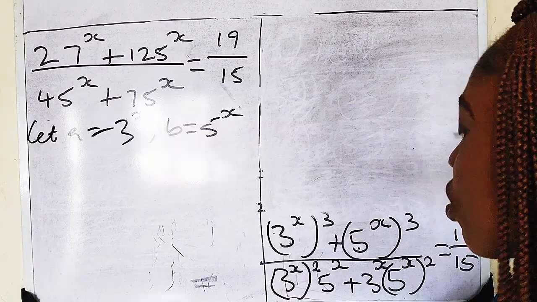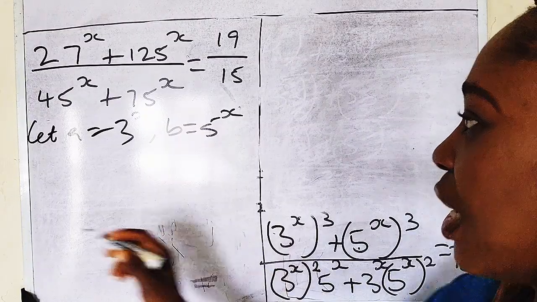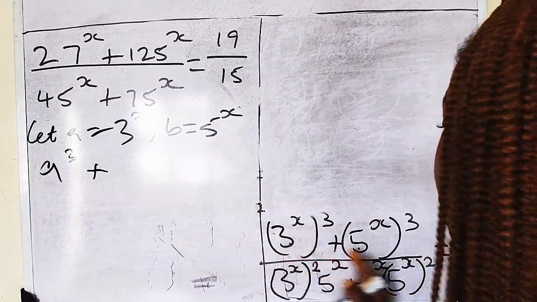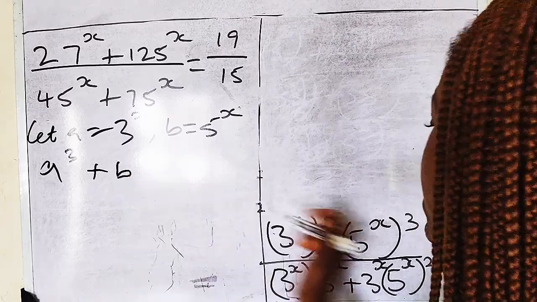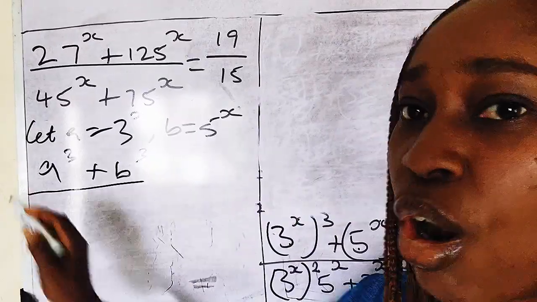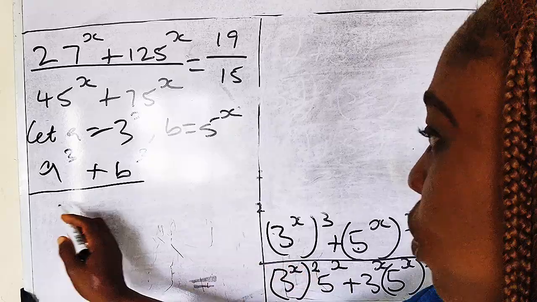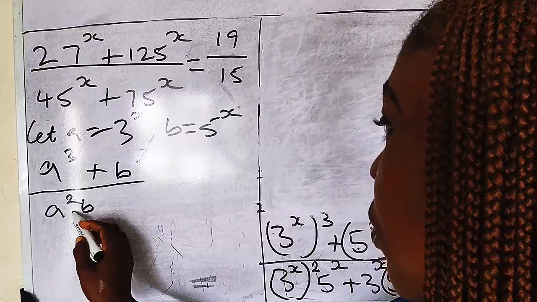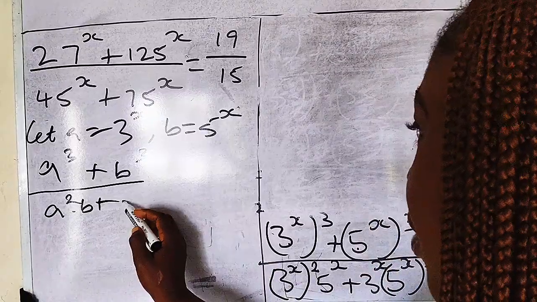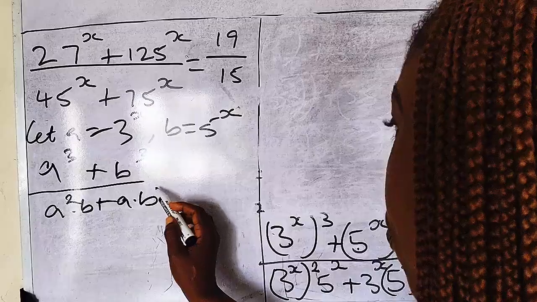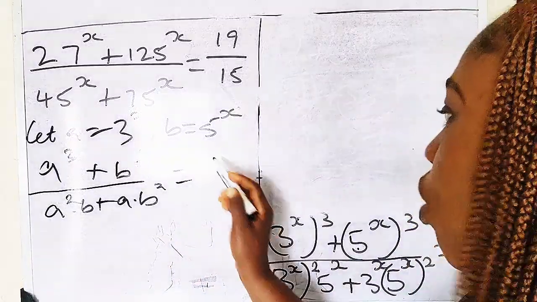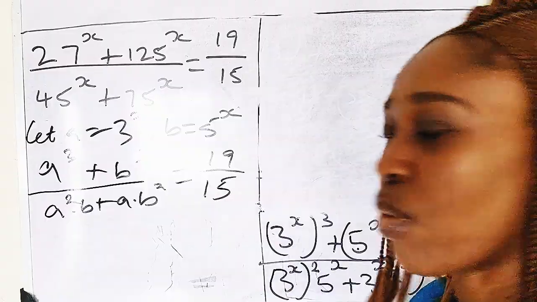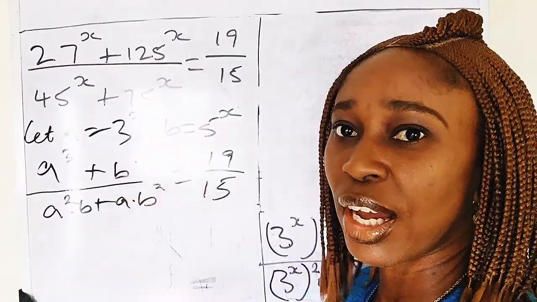And if we do that, substituting, we now have, instead of 3 raised to the power x, a raised to the power 3, plus 5 raised to the power x, which is now b, all raised to the power 3, all over a to the power of 2 times b plus a times b to the power of 2. All is still equal to 19 over 15. Next, we are going to factorize both the numerator and the denominator.